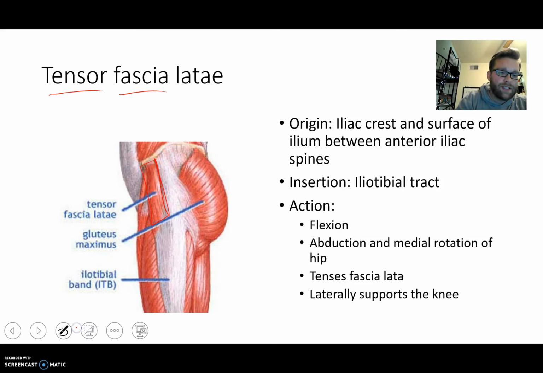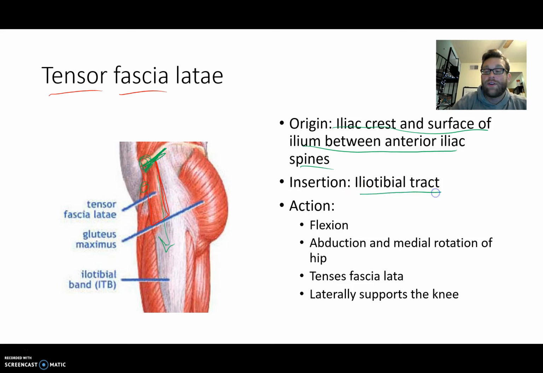It's going to actually start on the iliac crest up here. So iliac crest and surface of the ilium between the anterior iliac spines. What that means is that it's going to start up here. You've got your anterior superior and then your anterior inferior iliac spine. So it's going to start between those and it's going to insert into the iliotibial tract.